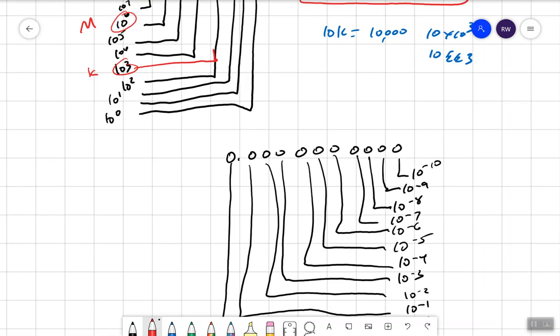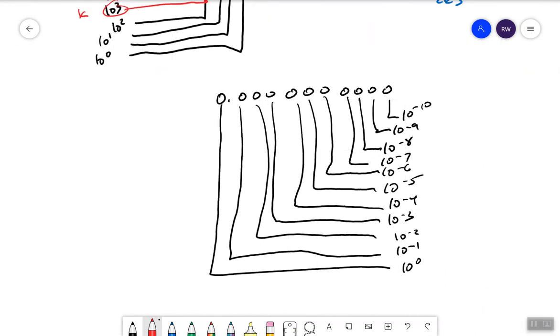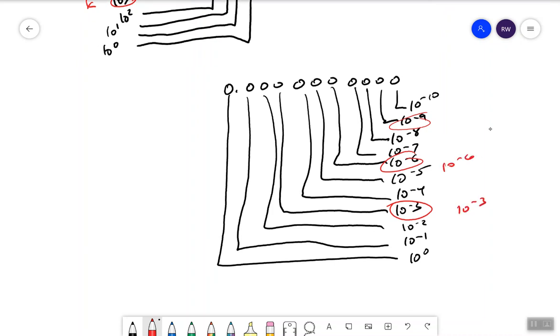Now, we also generally only worry about 3, 6, and 9. 10 to the minus 3, 10 to the minus 6, 10 to the minus 9. For 10 to the minus 3, we use milli. For 10 to the minus 6, we use micro, which is a funky U-shape. And forgive me, 10 to the minus 9 is a small n. Of course, my micro and my small n look a lot alike, so you have to be careful about that.